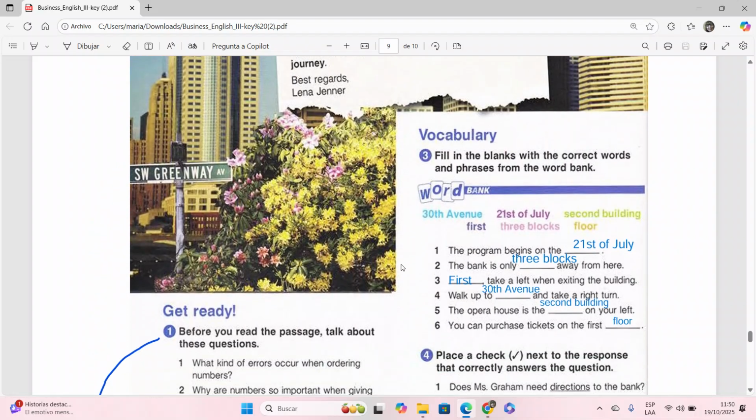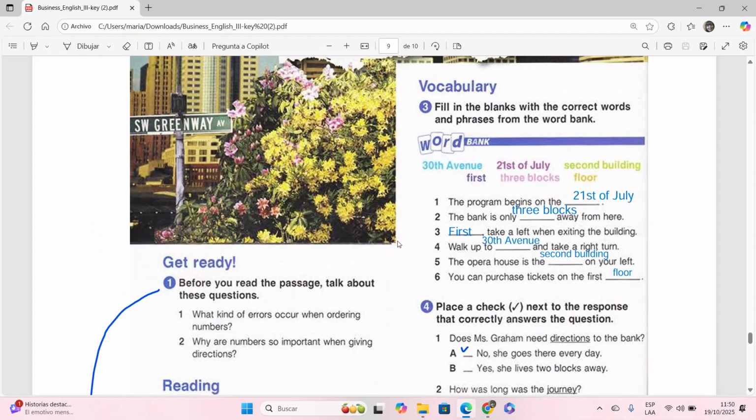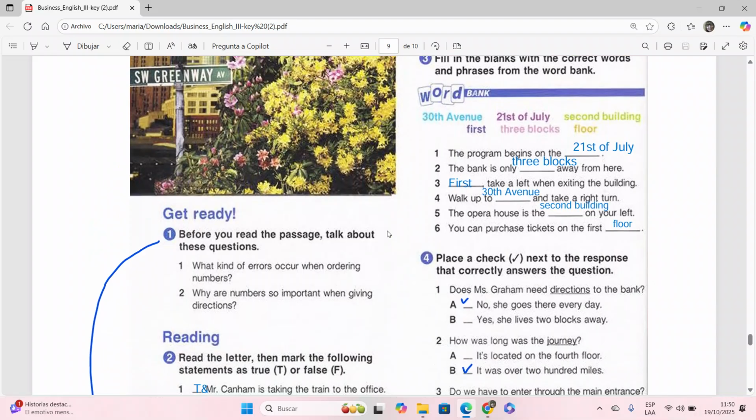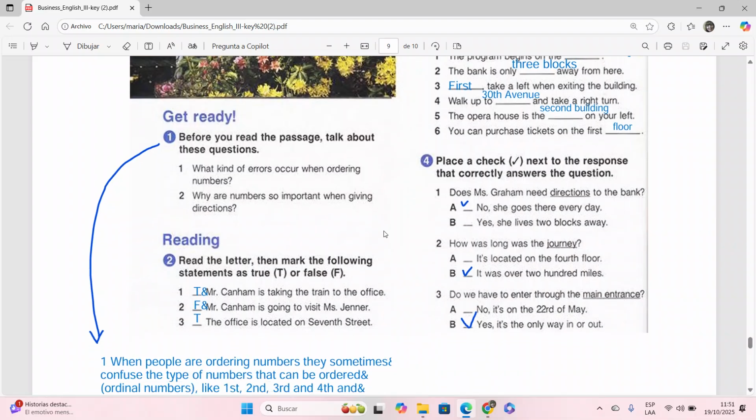3. Vocabulary. Fill in the blanks with the correct words and phrases from the word bank. 1. The program begins on the 21st of July. 2. The van is only 3 blocks away from here. 3. First take a left when exiting the building. 4. Walk up to 30th Avenue and take a right turn. 5. The Opera House is the second building on your left. 6. You can purchase tickets on the first floor.